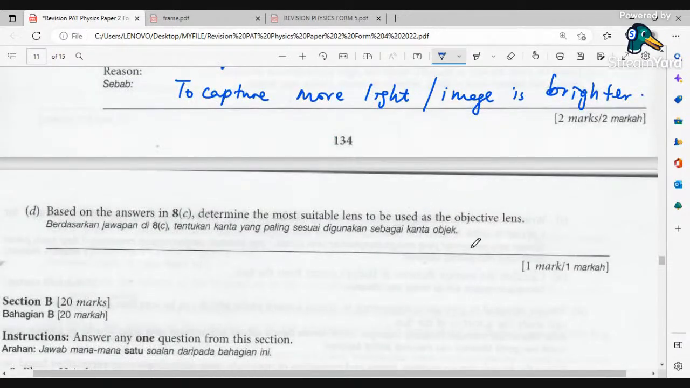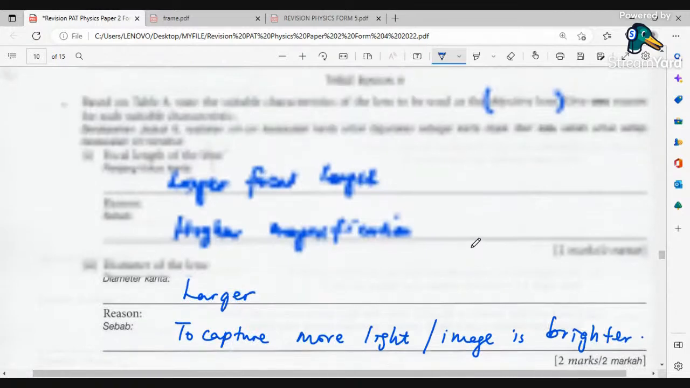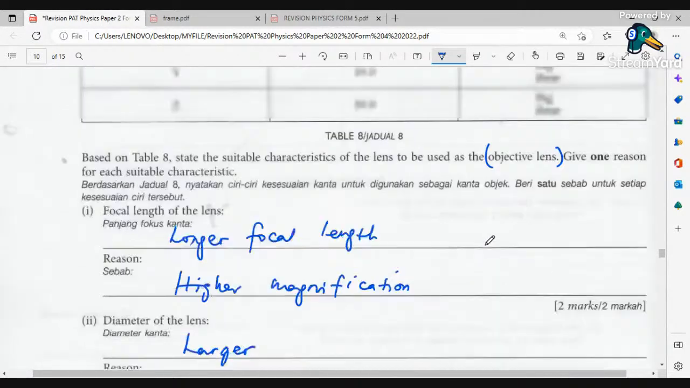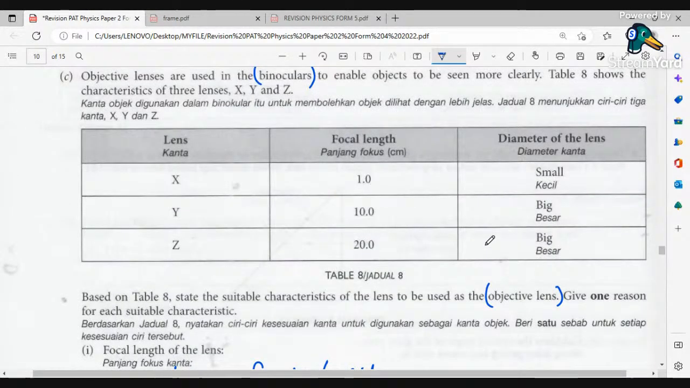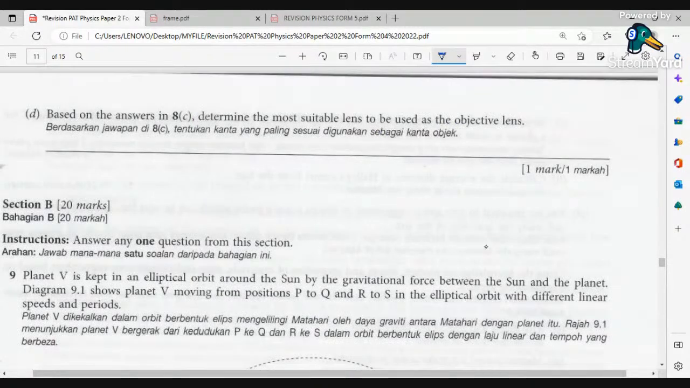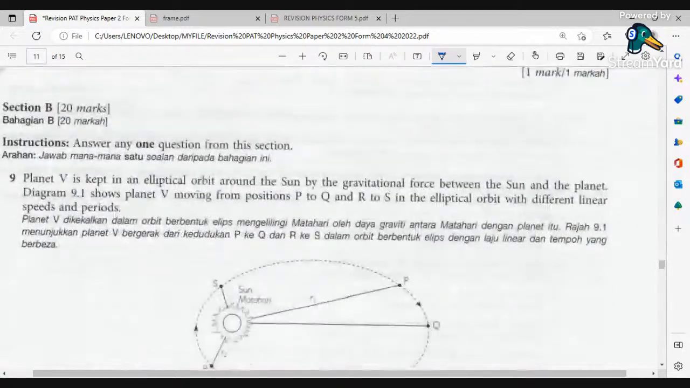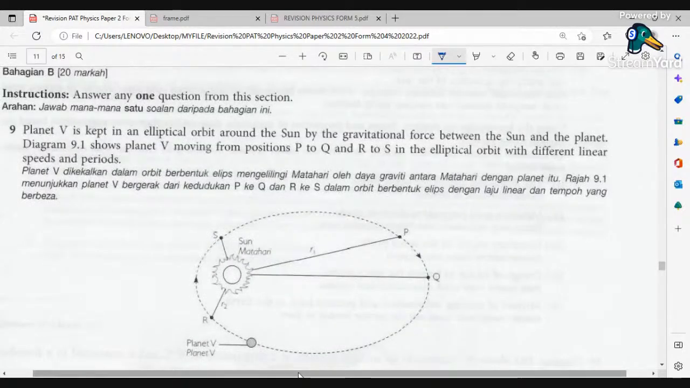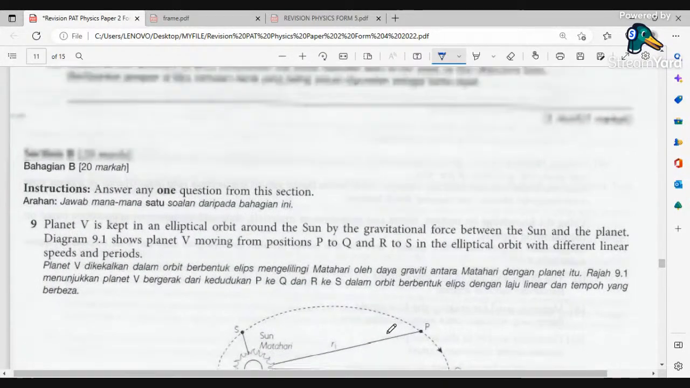Based on your answer, determine most suitable lens. Higher focal length, larger diameter. Okay. Longer focal length, larger diameter. So we will write Z. Okay, so that one is for section A.